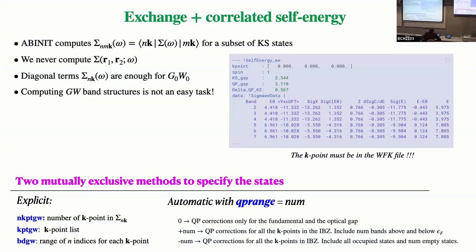As concerns the selection of the k-points, you can select them explicitly in terms of these three variables. So you specify the number of k-points that you want to include in the computation of sigma, and then the list of bands. Or you can let Abinit decide these parameters automatically. Usually we set the QP range to zero because we are mainly interested in the correction for the fundamental and the optical gap. So this is very handy if you don't want to specify all these parameters manually; they will be fine.